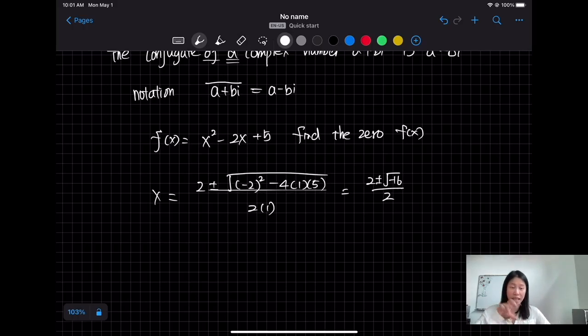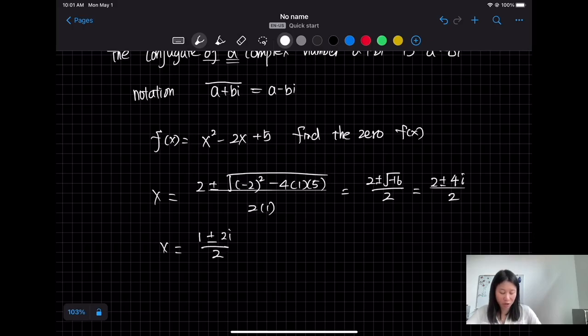Okay, now negative 16, I can write it as negative 1 times 16, which means when I remove the square root, I will have 4 times i over 2. Simplify it. x is equal to 1 plus or minus 2i over 2, because these two can be eliminated.